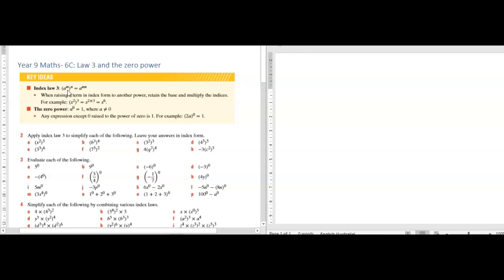The first dot point, index law number 3, is when you have the base to a power and that is also taken to a power, what you do is you multiply your powers. The second dot point is the zero power. Anything, no matter how big it is, if it's negative, if it's a fraction, whatever, if it's to the power of 0, it will always be 1. And just a little note here, that means a is not equal to 0, because if a was 0, it would just be 0. So 0 to the power of anything will always be 0.